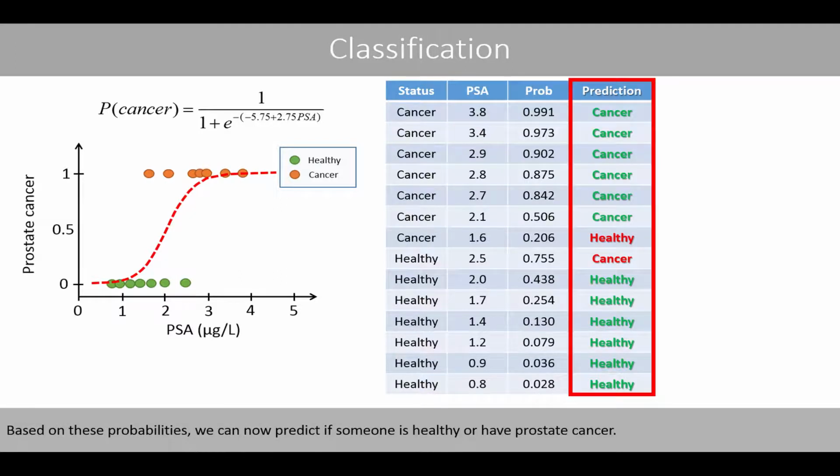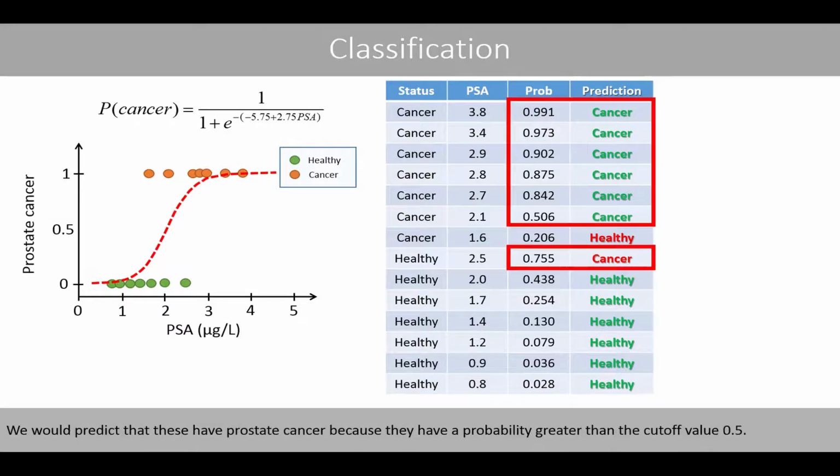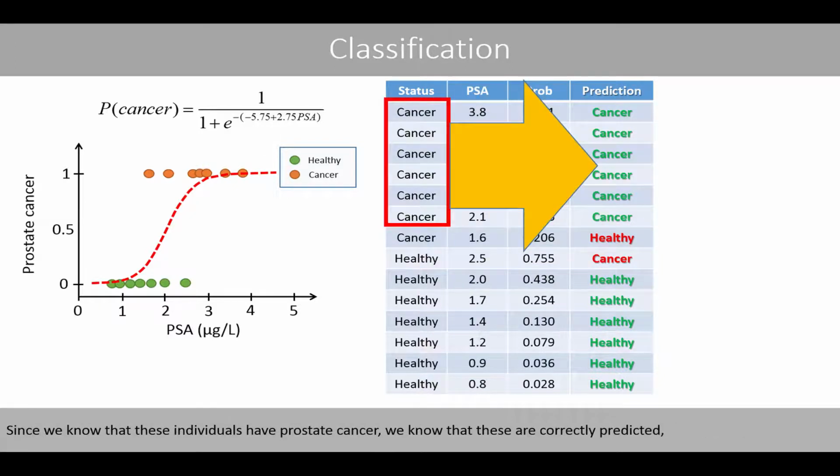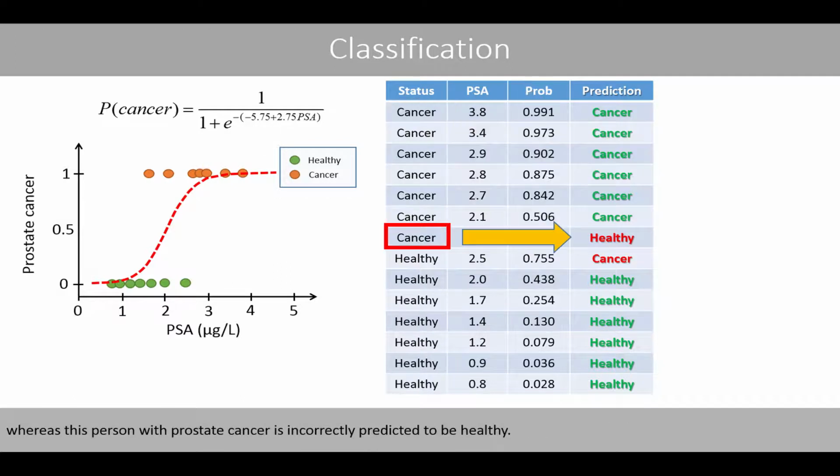Based on these probabilities, we can now predict if someone is healthy or has prostate cancer. We would predict that these have prostate cancer because they have a probability greater than the cutoff value 0.5. Since we know that these individuals have prostate cancer, we know that these are correctly predicted. Whereas this person with prostate cancer is incorrectly predicted to be healthy.